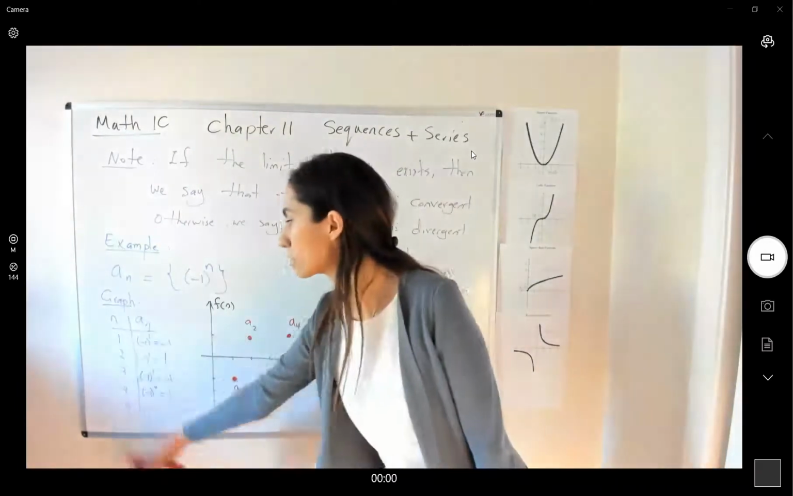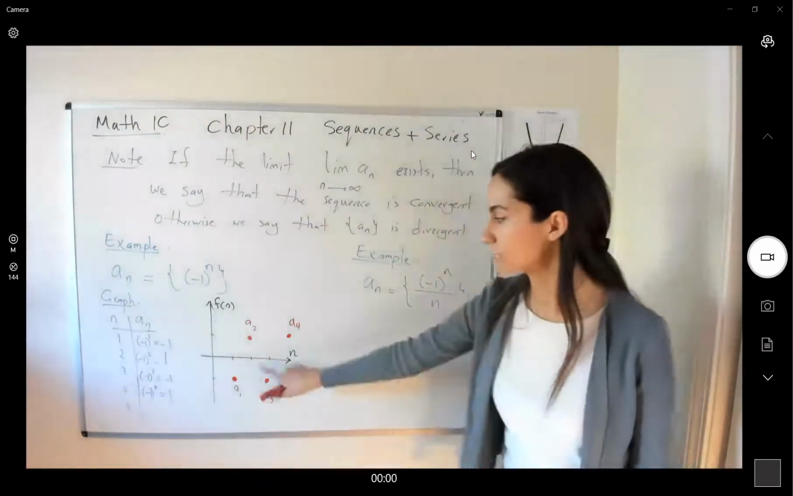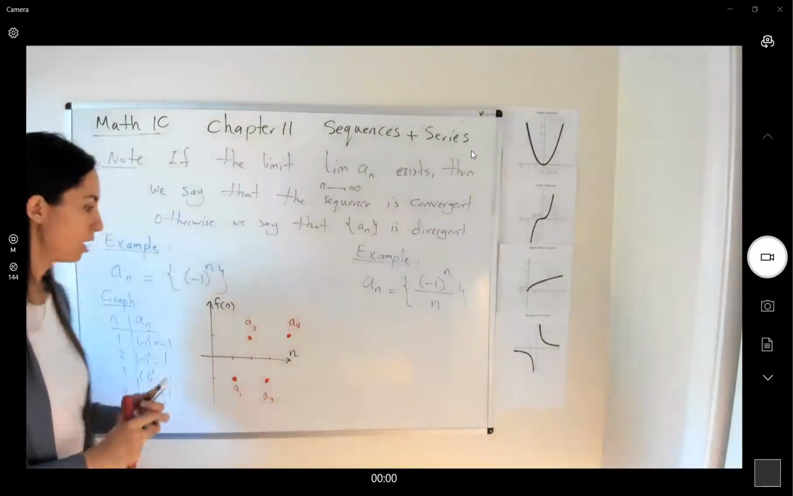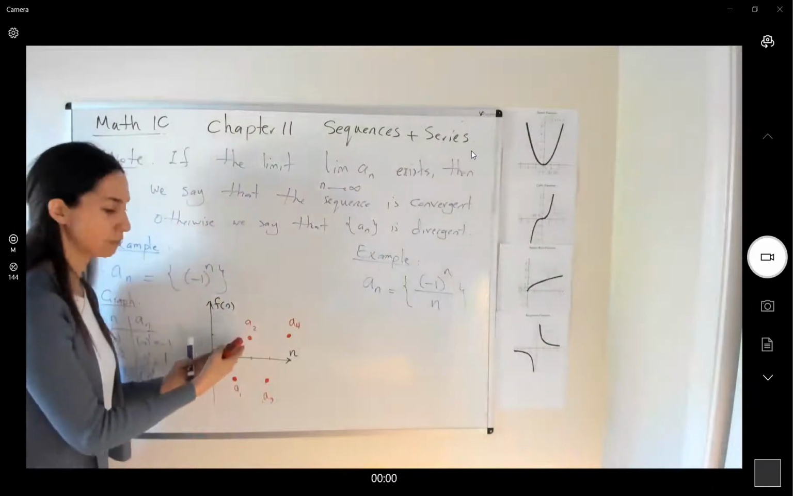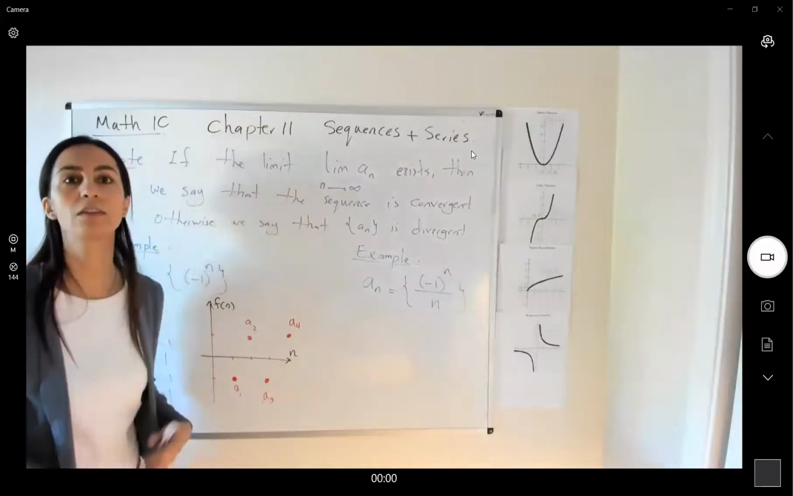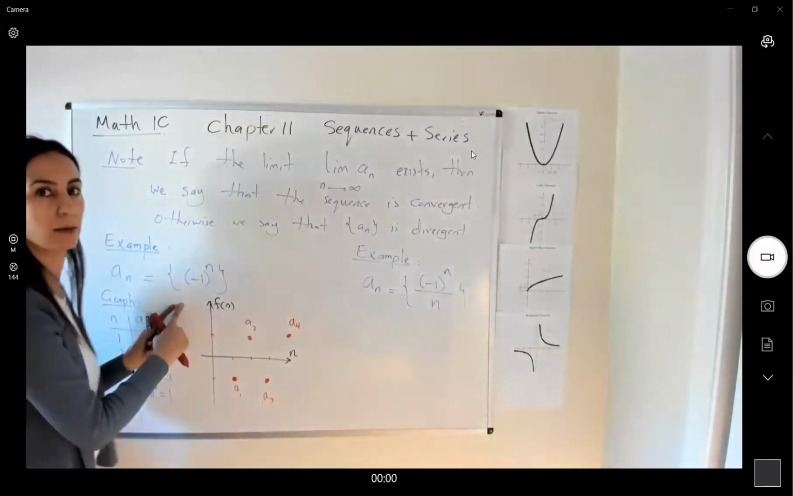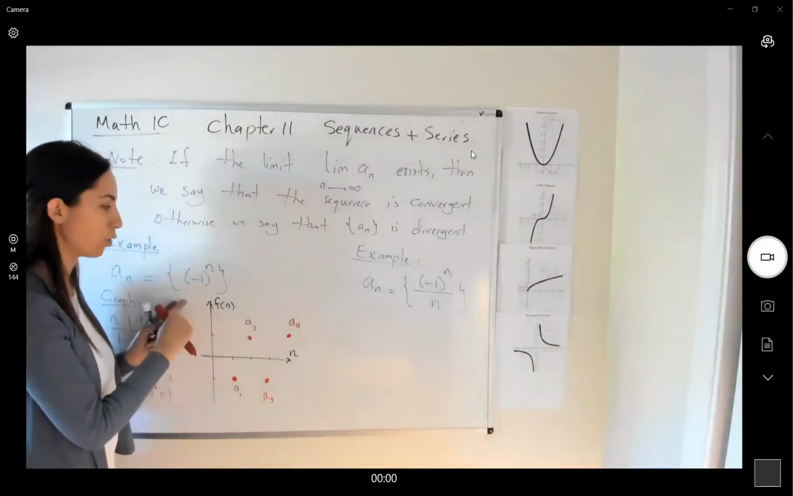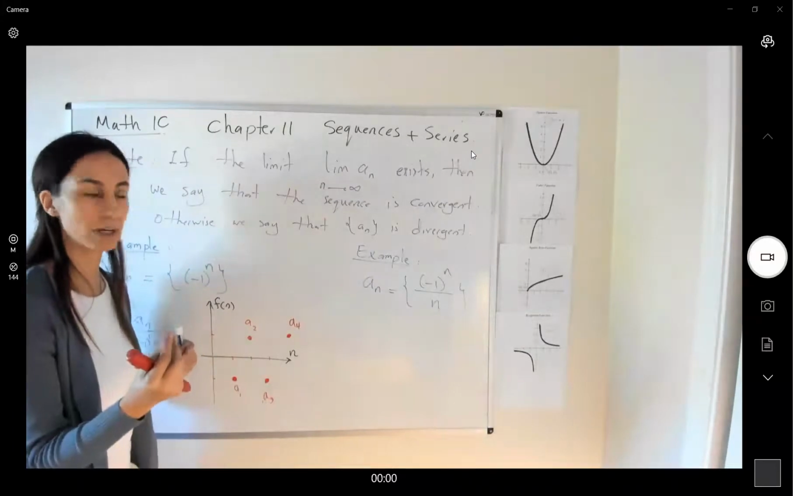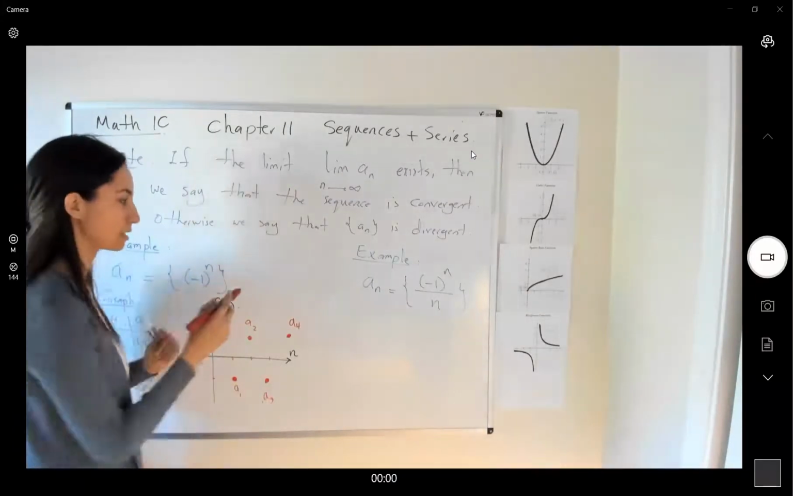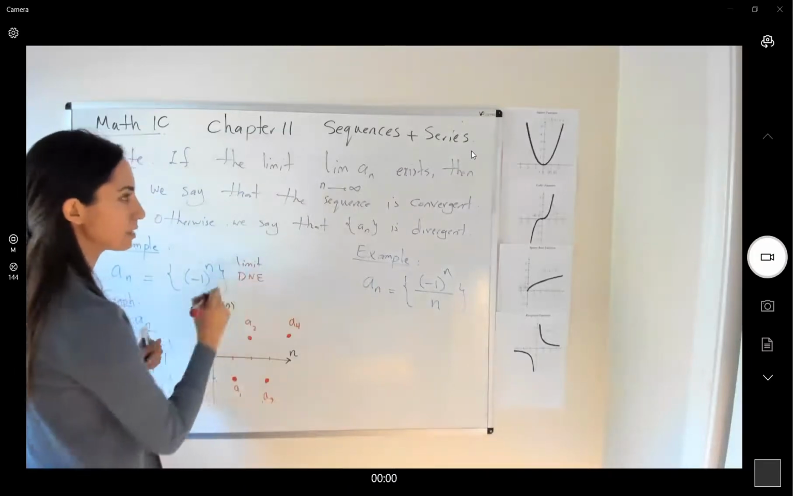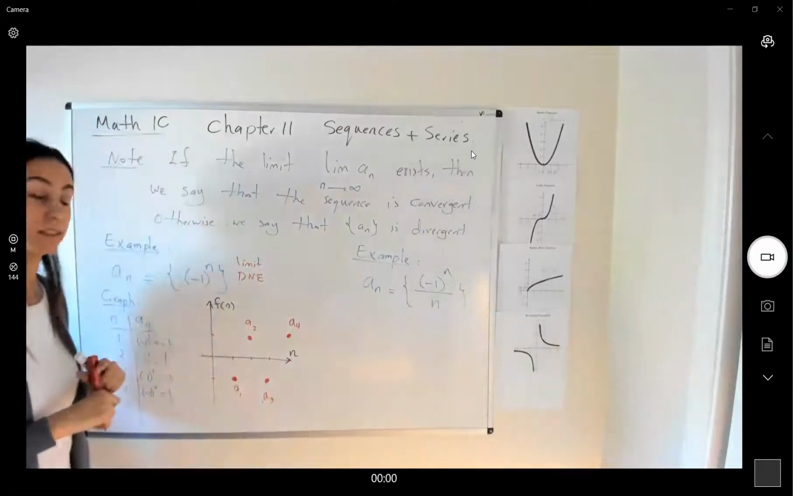You can plug in the rest of the values if you have time, and you can see the limit of the function is either 1 or -1. We cannot decide. This is an example of an oscillating sequence. And since the limit is not a fixed number, we say that the limit does not exist. And we say that we have a divergent sequence.